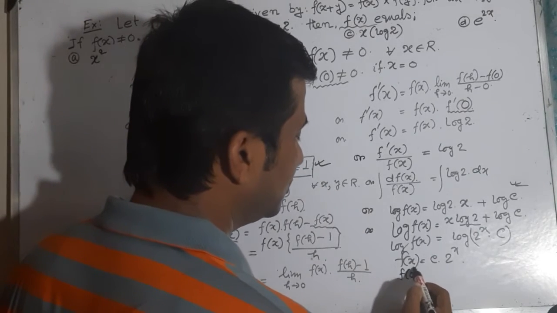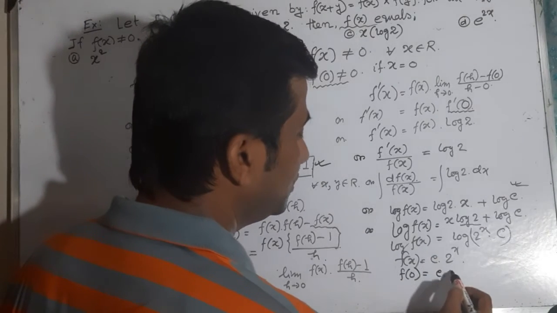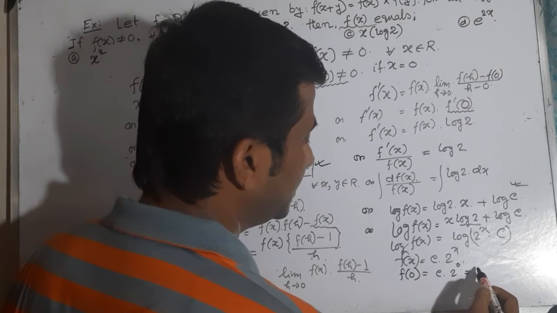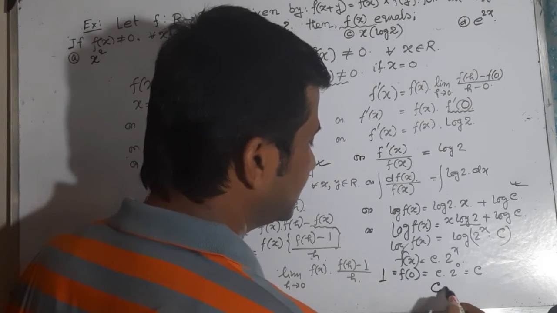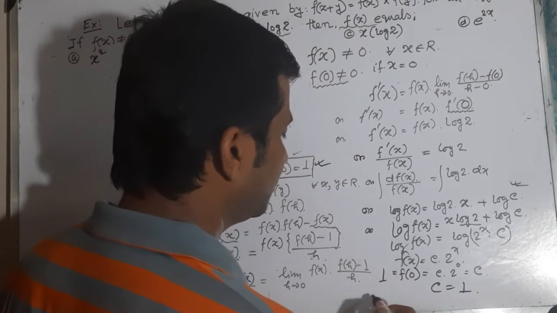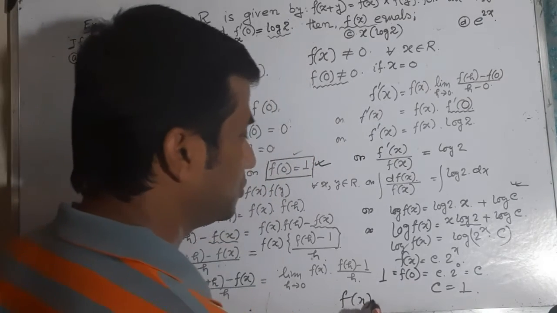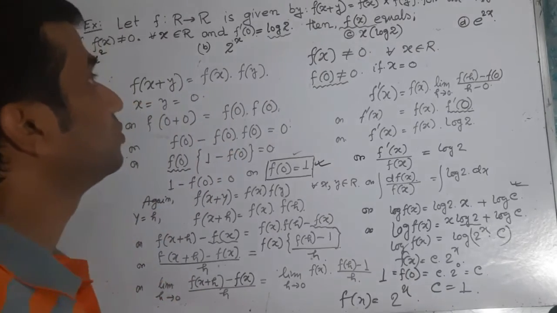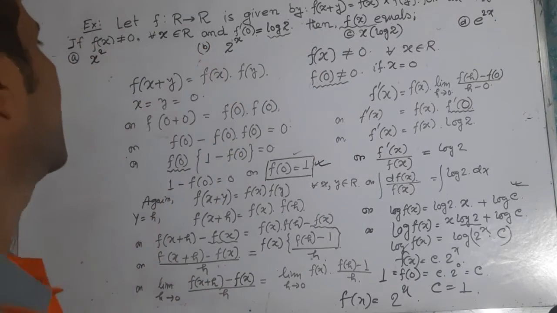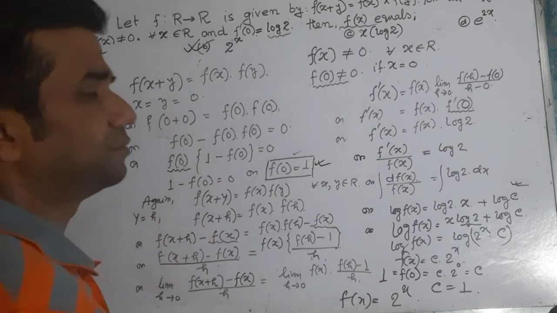Then taking x is equal to 0, this is equal to c into 2 to the power 0. That means c, since f of 0 is equal to 1. So we get c is equal to 1. So our required answer is f(x) is equal to 2 to the power x. So B is the correct answer. Our answer is B.